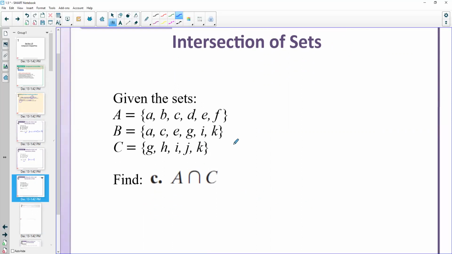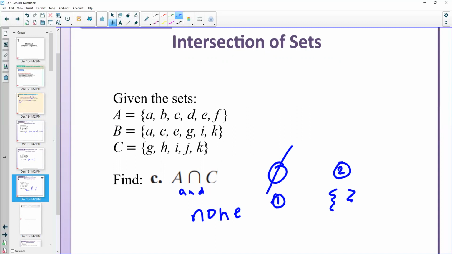This is find the intersection, the and, for A and C. And what you look at and see, let's see, they don't share A, B, C, D, E, F, nope, G, H, I, J, K. There is no intersection. There's nothing in that set. So there's a couple of ways to write that. One of them is that. That's option number 1. Option number 2 is to write empty brackets. What it never is both of those at the same time. Okay, so choice number 1, choice number 2, pick one. That's how you explain when there's nothing in a set.